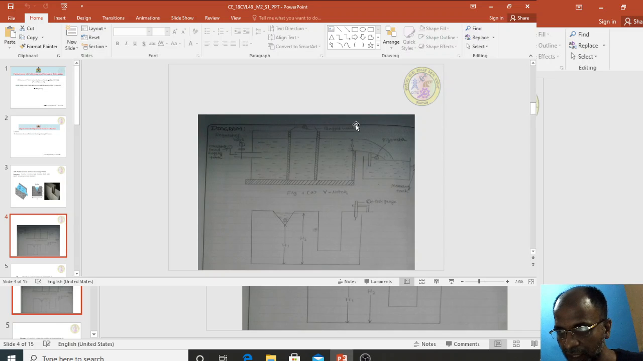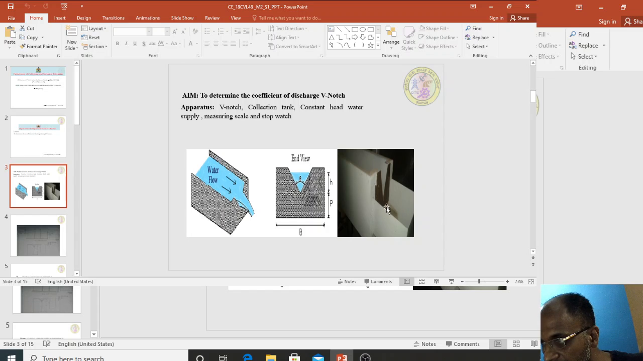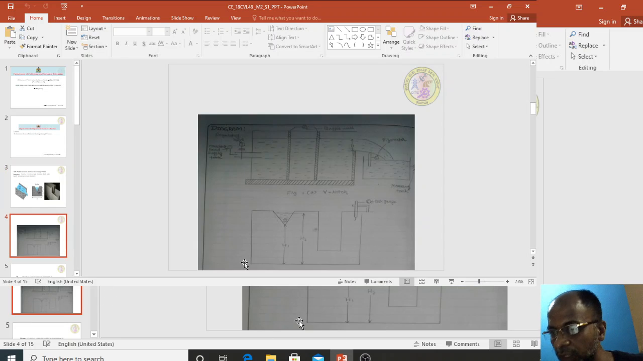If I take a cross section here and view it from this direction, it looks in this fashion. From this bottom, if I measure up to here, that is H1. From here, if the flow takes place up to here, it is H2. So from here it is H1 and here it is H2.